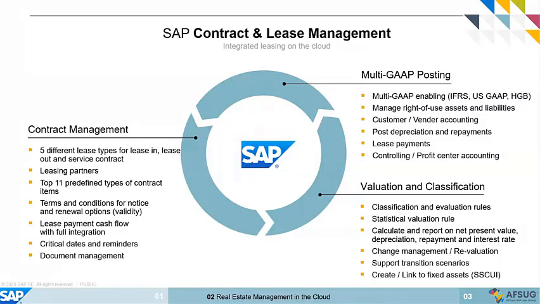Finally, multi-GAAP posting. This is where your IFRS compliance comes in. You can post valuations, depreciations, repayments. Once again, your business partner accounting is integrated. And here, a lot of manual work can be reduced, and human error can also be reduced in this section of it.